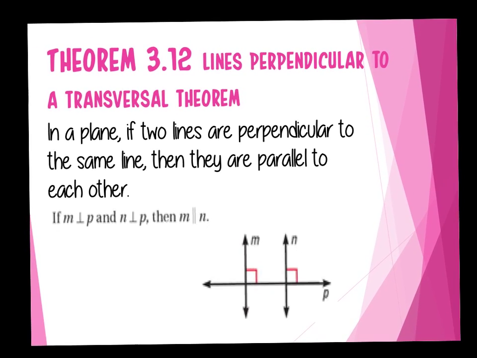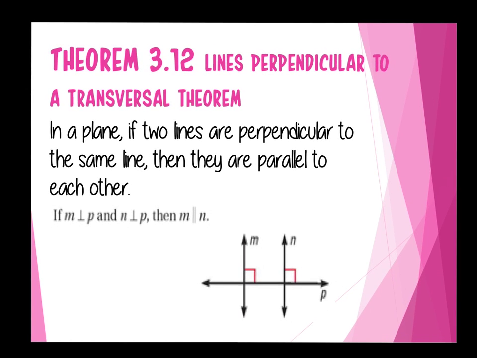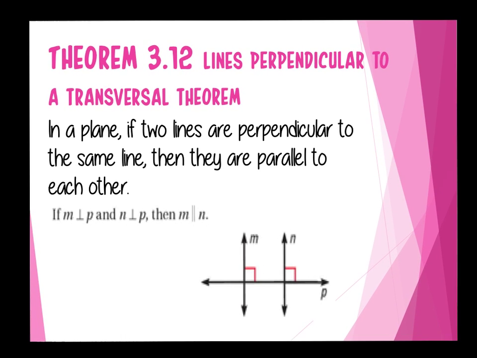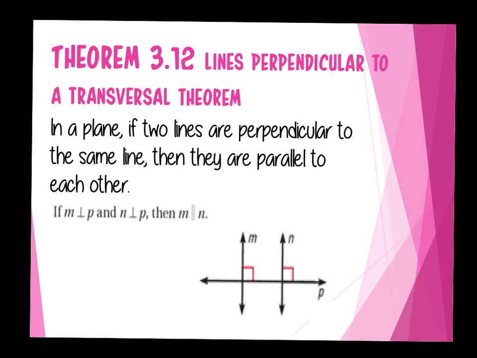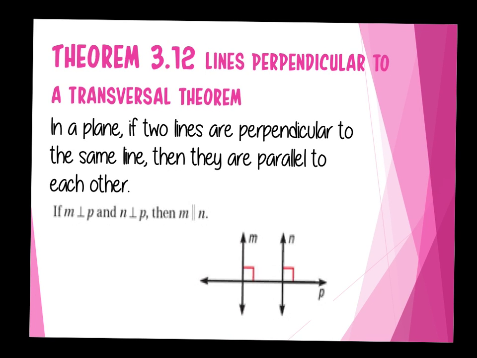3.12 is the first one with a name. Lines perpendicular to a transversal theorem, which honestly is just as long as if you shorthand what it says. Okay? In a plane, if 2 lines are perpendicular to the same line, then they are parallel to each other. And again, when we went over the ways to prove lines parallel, I gave you this one. Okay? We just hadn't got to it in theorem form yet. So if M is perpendicular to P and N is perpendicular to P, then M and N are also parallel.